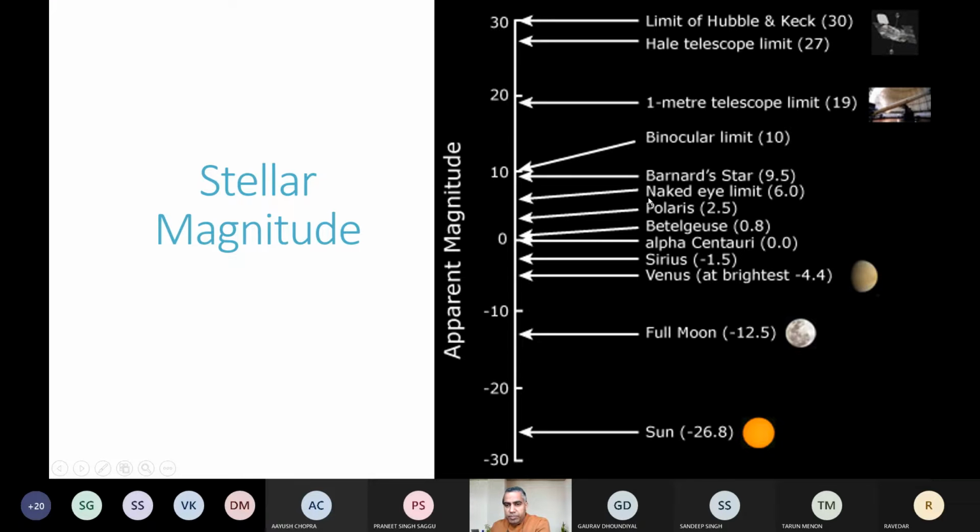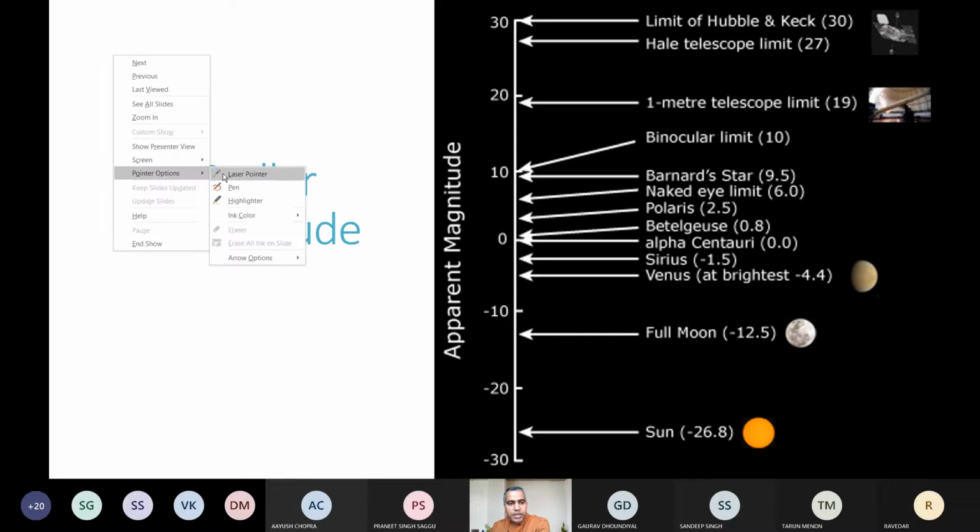Now, an important milestone ahead is after Polaris, you see the naked eye limit. Okay, you can see it in the diagram.